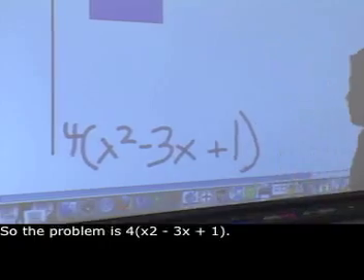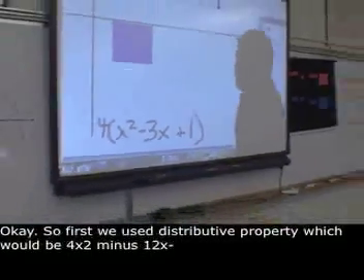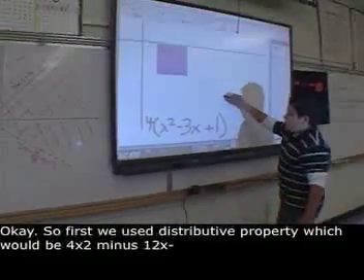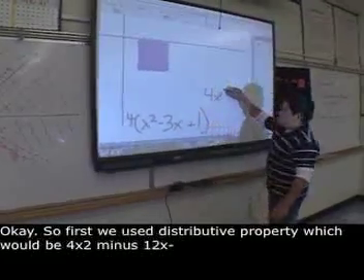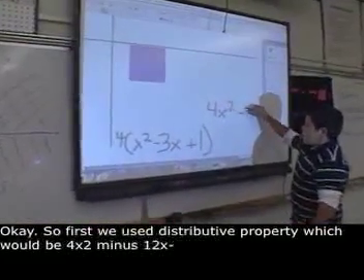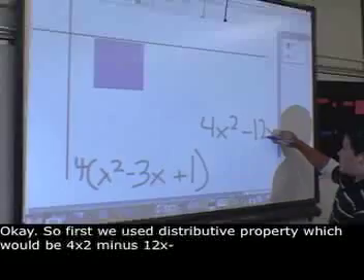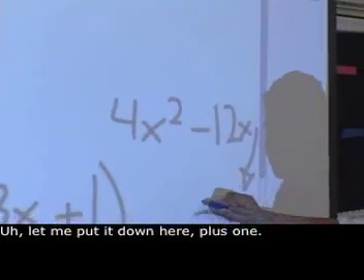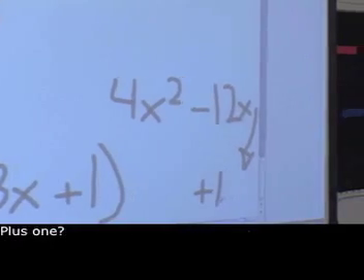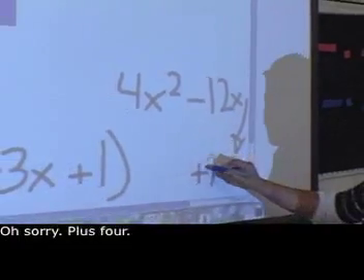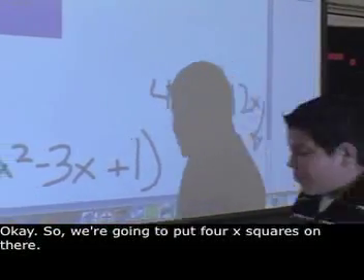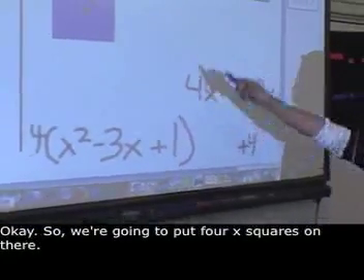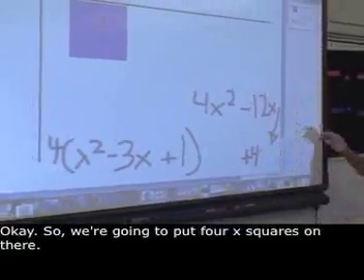parentheses. Okay, so first we use distributive property, which would be 4x squared minus 12x, let me put it down here, and plus 1. Plus 1? Oh, sorry, plus 4. Okay, so we're gonna put 4x squares on there.